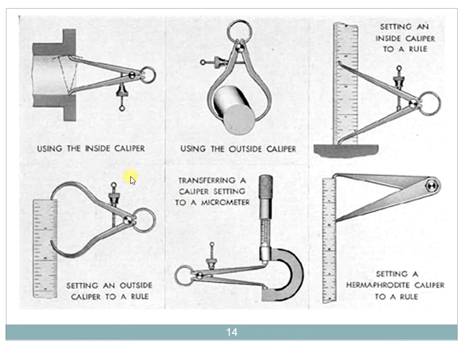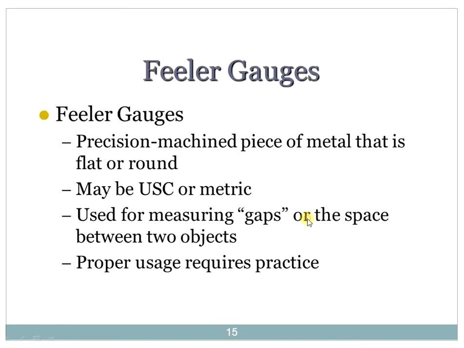So how it looks like: it's used for transferring dimensions, maybe an inside caliper used for internal dimension transmission, or external dimension transmission, or to set a dimension and just transfer it. So there are a number of examples over here.